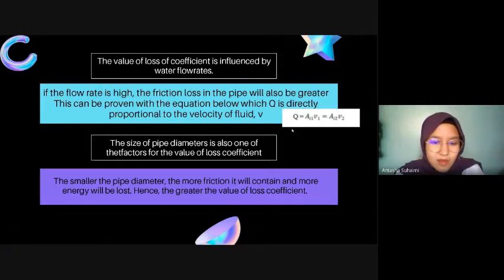Next, the size of pipe diameter is also one of the factors for the value of the loss coefficient. The smaller the pipe diameter, the more friction it will contain and more energy will be lost. Hence, the greater the value of loss coefficient.